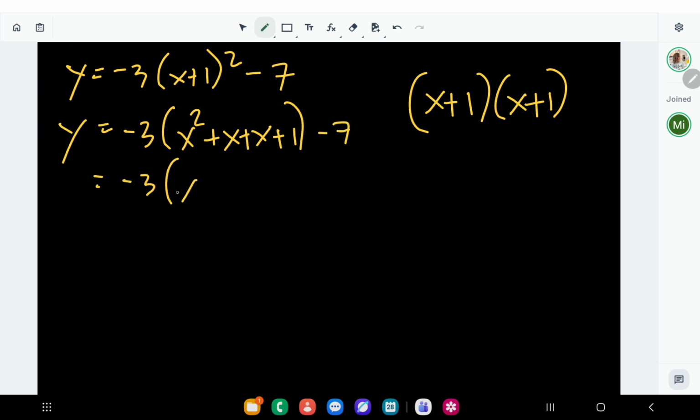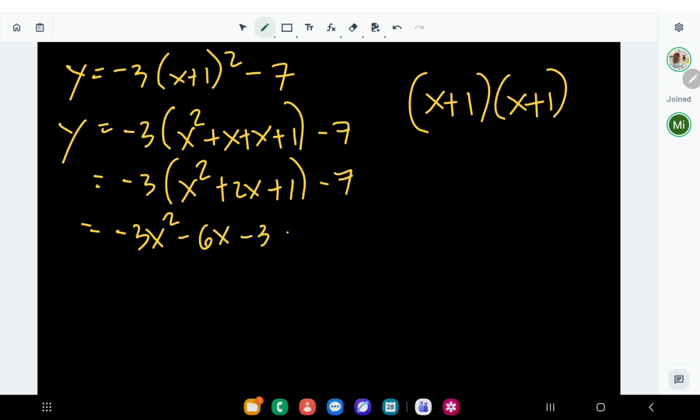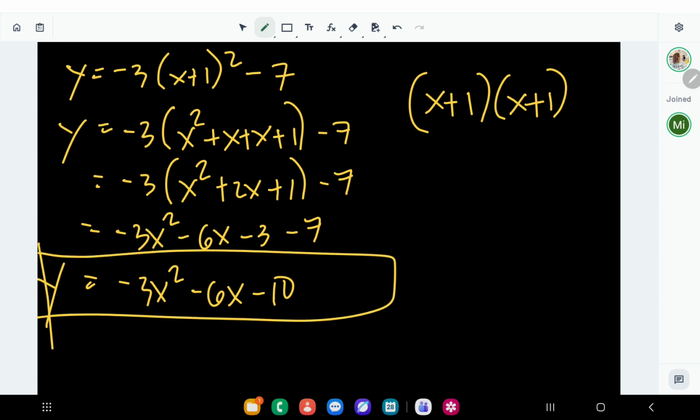So negative 3 times x squared plus 2x plus 1, minus 7. Negative 3x squared minus 6x minus 3 minus 7. Therefore, y equals negative 3x squared minus 6x minus 10. So this is in standard form. You got number 18? Okay.